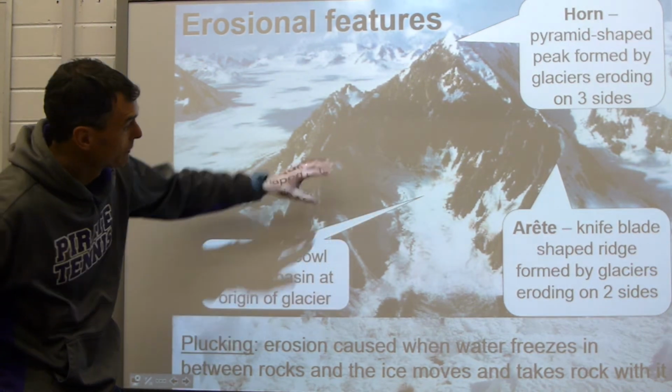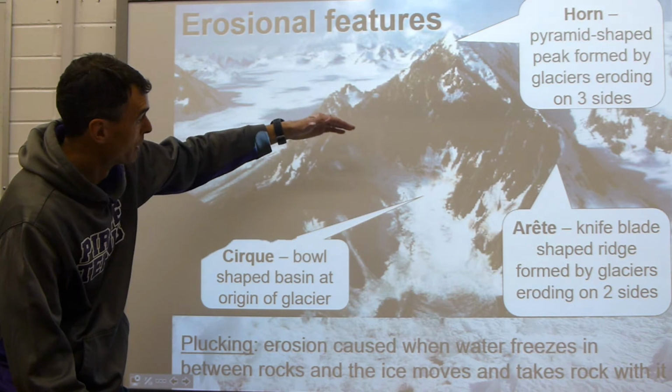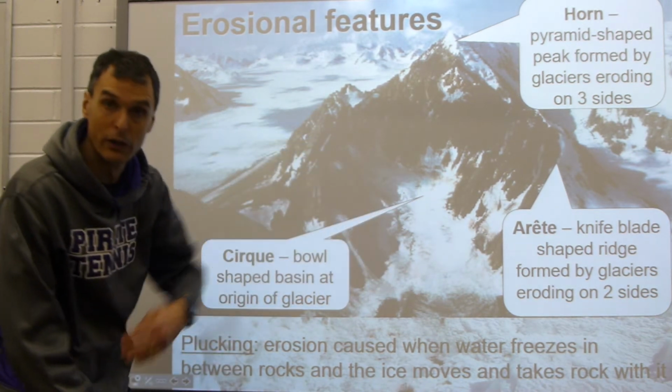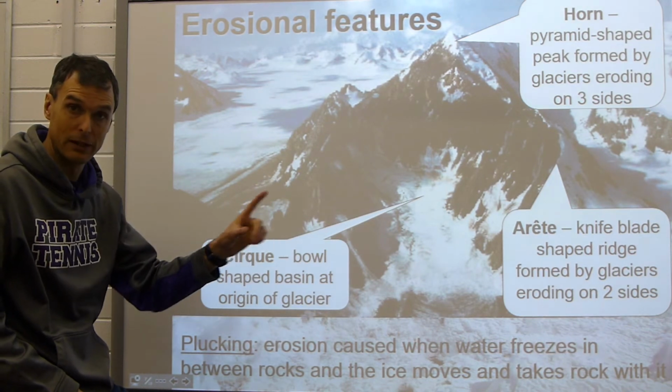And then the last feature here we have is what's called a cirque, and a cirque is this kind of bowl-shaped basin where a glacier is first growing and moving away from that area. Again, if you need to pause the video so you can write this information down, please do that right now.